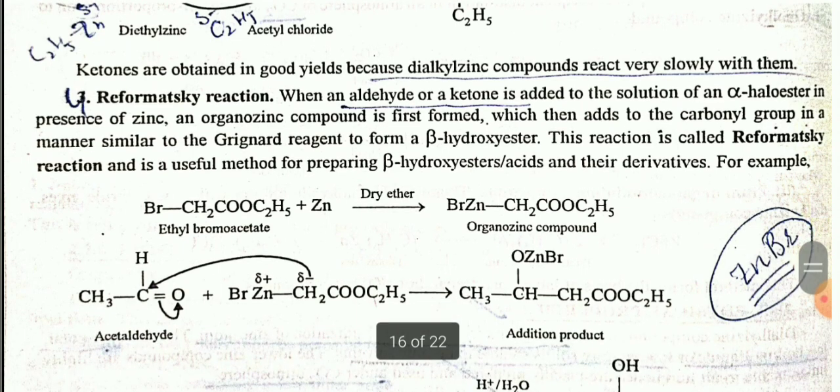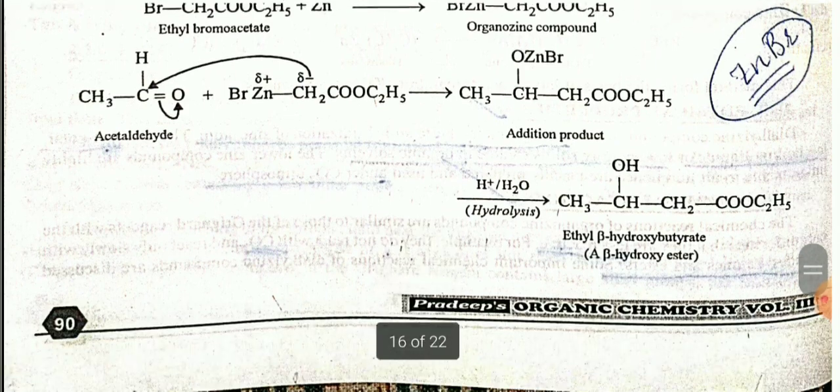Fourth, Reformatsky reaction. When an aldehyde or a ketone is added to the solution of an alpha haloester in presence of zinc, an organozinc compound is first formed, which then adds to the carbonyl group in a manner similar to the Grignard reagent to form a beta hydroxy ester. This reaction is called the Reformatsky reaction and is usually a useful method for preparing beta hydroxy esters and their derivatives.